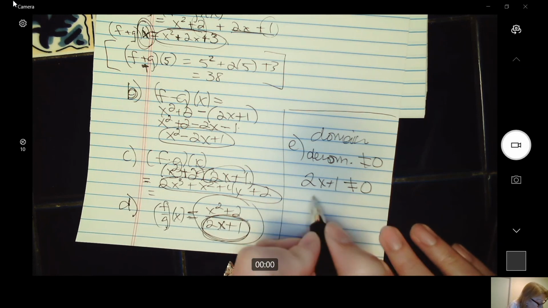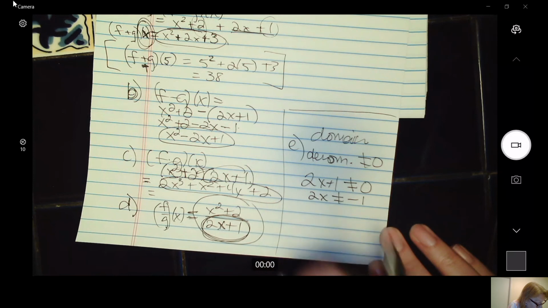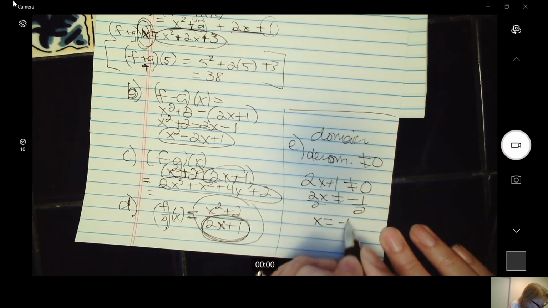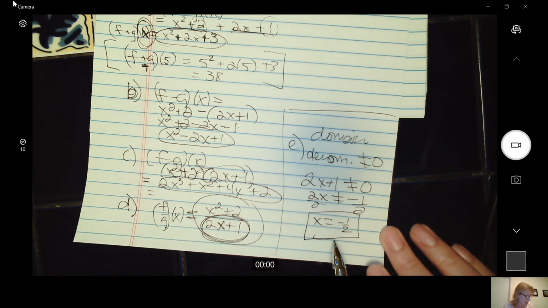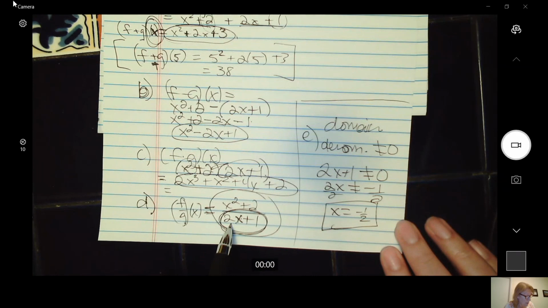All right, so we go and we solve this, we're going to get a little fraction. So 2x can't be negative 1 because I'm moving the 1 over. Divide both sides by 2. So this says the bad number is negative 1/2. I cannot have x equal to negative 1/2. If I do, then I'm going to get 2 times negative 1/2, negative 1.